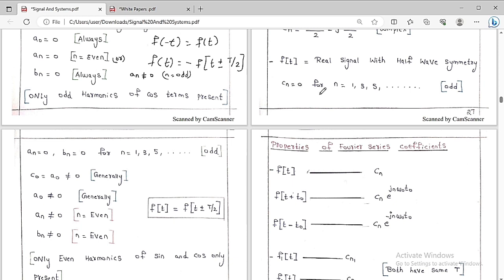So by comparing the real part and imaginary part, we can say an is equal to 0 and bn is equal to 0 for all the odd values of n, n is equal to 1, 3, 5, and so on.